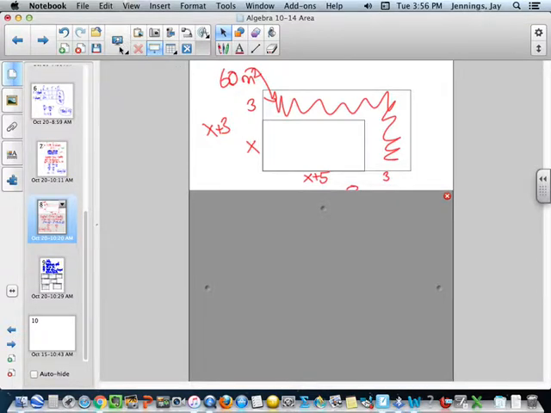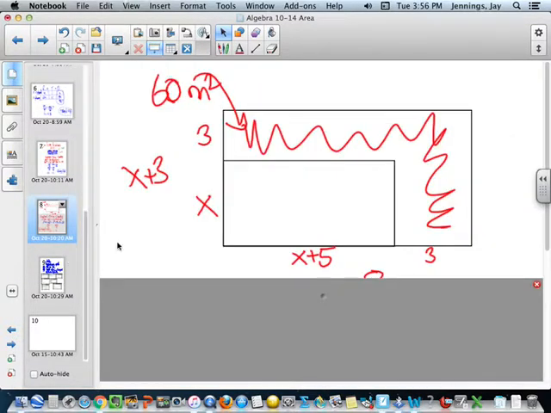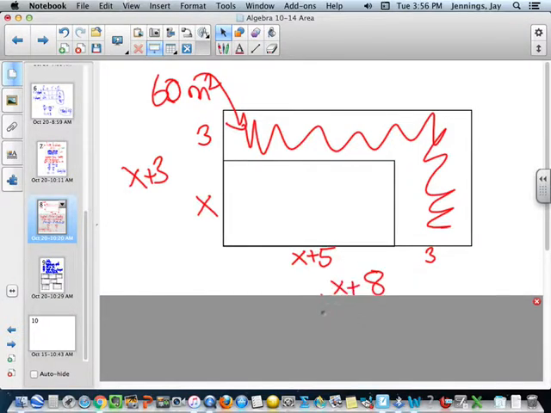Okay, so we'll start off with x plus 5 because the length was 5 more. We added 3 onto each of these sides. Notice it was not a uniform border, so not all the way around, only an added 3 on both of these sides. So the new width of this rectangle would be x plus 3. The new length of this one would be x plus 8.